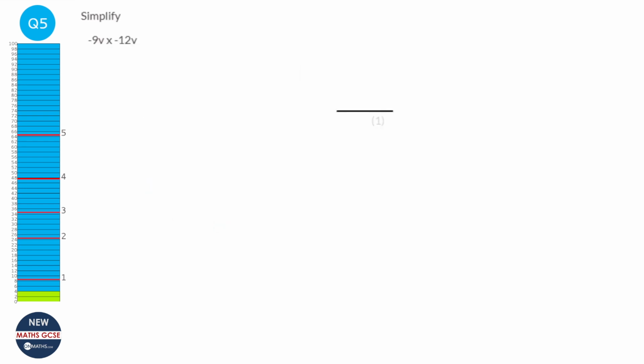3,485. Whenever we multiply two negatives, we always get a positive, so we know our answer will be positive. We're going to do 9 times 12, which is going to be 108, and v times v, which is going to be v squared.